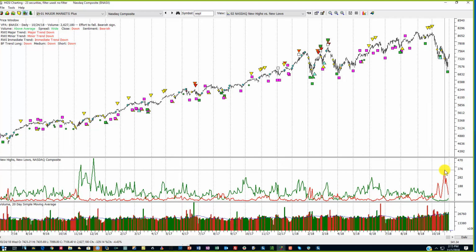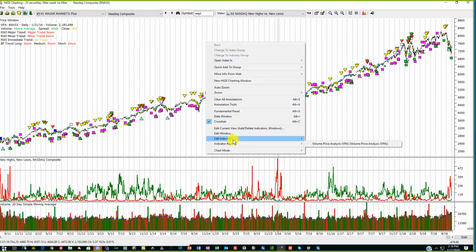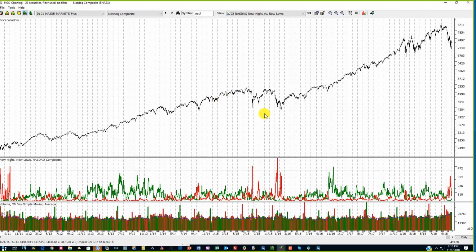Now I put a crosshair on here, and this goes back to 2016. If I go back further, let's see, what is the date here? This is 1/16 when there was a market sell-off. You can see that I've got all the VPA on here. By the way, if you're looking at a chart like this and you want to get rid of the VPA flags, just edit the indicator and just get rid of those, and then you'll have just the chart itself.